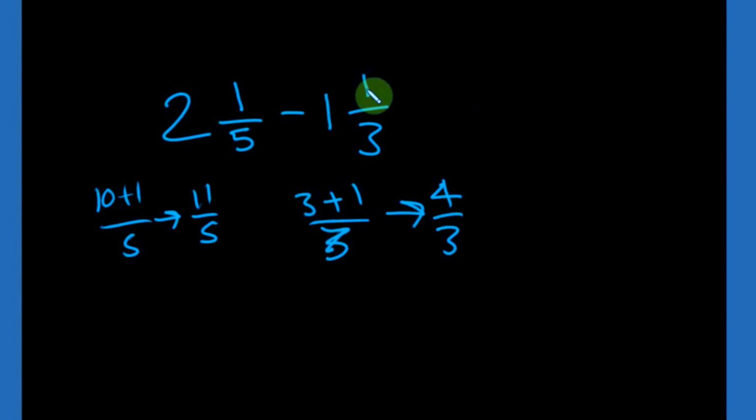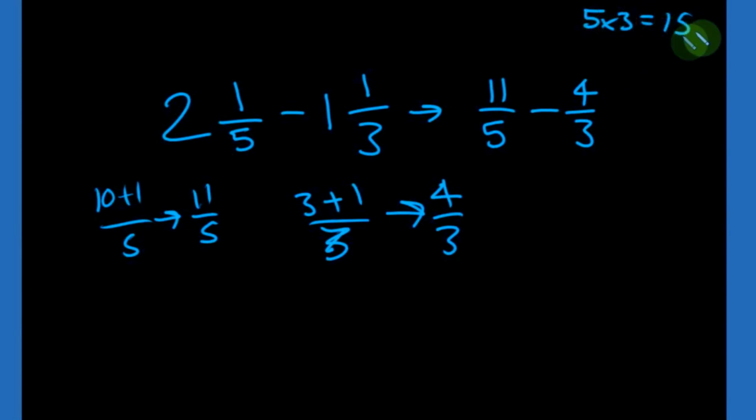From here, this expression can be rewritten as 11 over 5 minus 4 over 3. The next step here would be to find the common denominator between these two fractions. So looking at 5 and 3, there are no common factors. So we can just do 5 times 3 to find the least common multiple. When we do that, 5 times 3 is 15. This is the goal. We're trying to make these denominators the same as this number, 15.